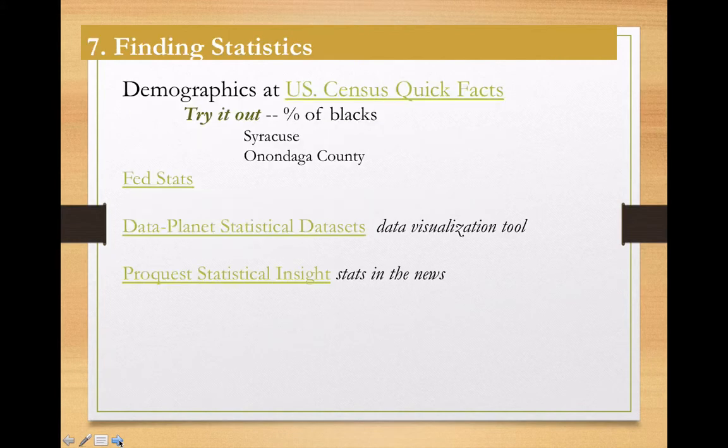Our 7th way of searching is to look for demographics or statistics. The U.S. Census has quick facts, and it's really important if you're a reporter here to understand some of the demographics of this region. So check out the Census Quick Facts. You'll go by state, and then you can go by city or county looking at the pull-down menus at the top of the page. Find out the percentage of African Americans or blacks in Syracuse compared to Onondaga County, and keep those notes for your next class.